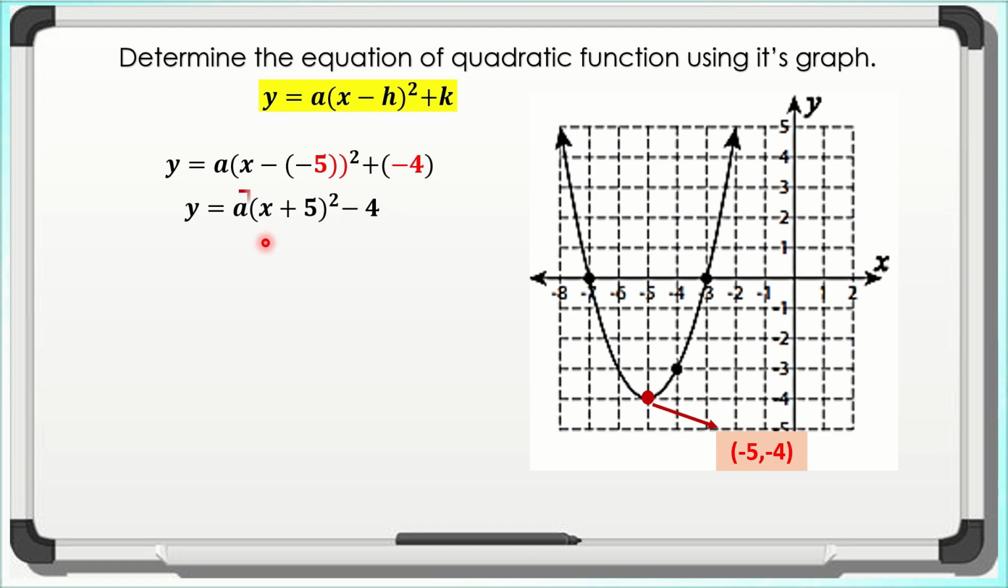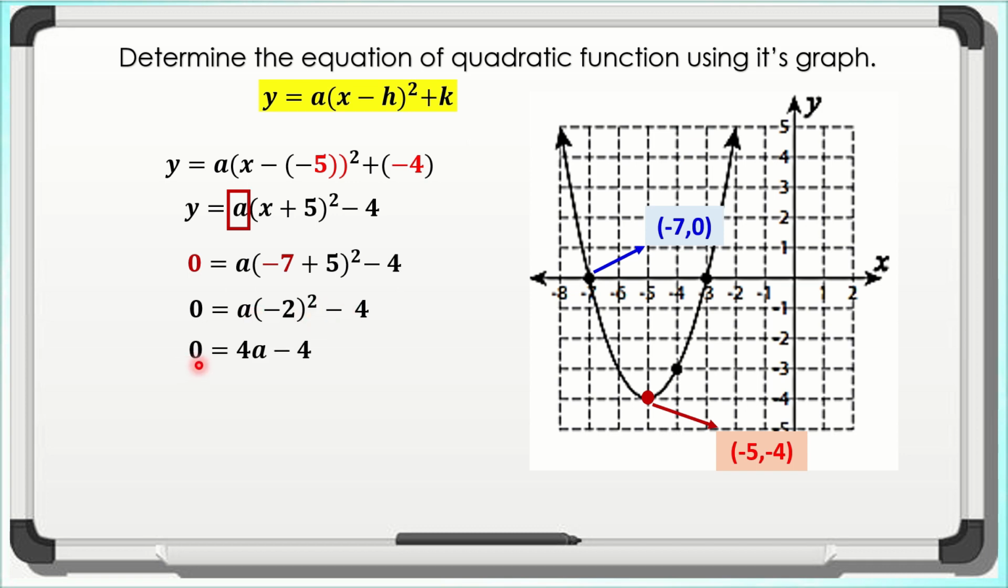So from here, let us find the value of a by picking one point from our parabola. So for now, I'll be using the point at the x-intercept, which is negative 7, 0. Substitute negative 7 and 0 into our equation. So we have 0 is equal to a times the square of negative 7 plus 5, minus 4. Negative 7 plus 5 will be equal to negative 2. And 0 is equal to a times negative 2 squared minus 4, so 0 is equal to 4a minus 4.